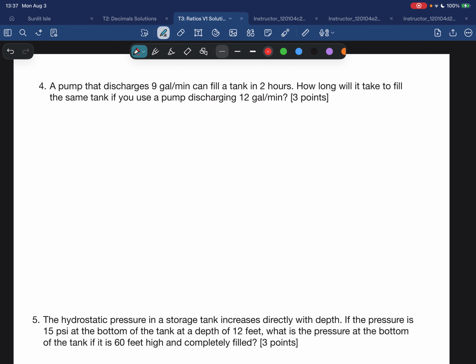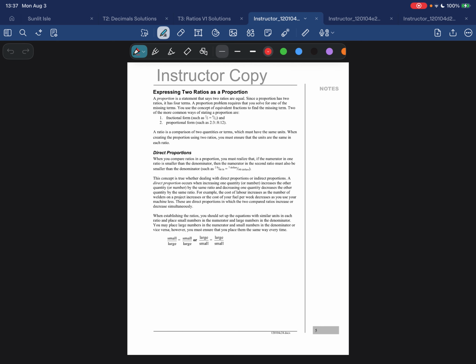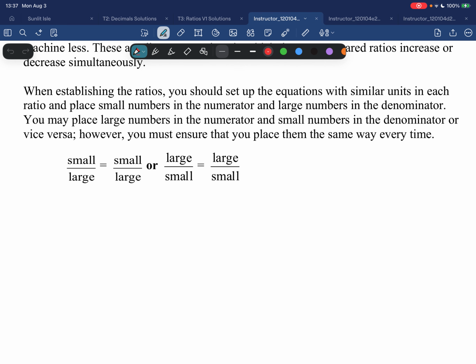Question 4. A pump discharging 9 gallons per minute can fill a tank in 2 hours. How long will it take to fill the same tank if you use a pump discharging at 12 gallons per minute? Now, I'm going to jump back to the book here, and specifically at the bottom of page 5, this little paragraph, this bottom one.